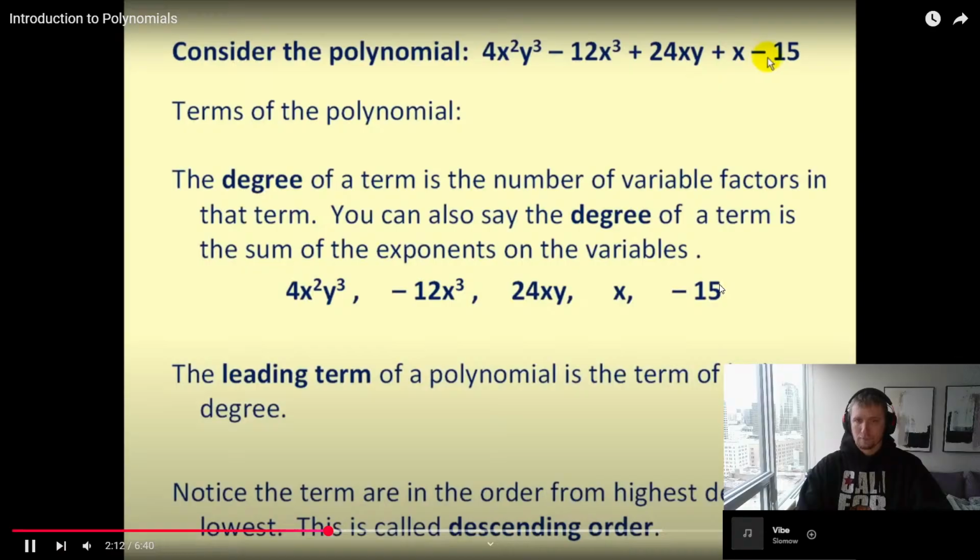Let's go ahead and consider this polynomial. The first thing we should be able to do is list the terms of the polynomial. And the only thing we have to be careful about is dealing with the subtraction.